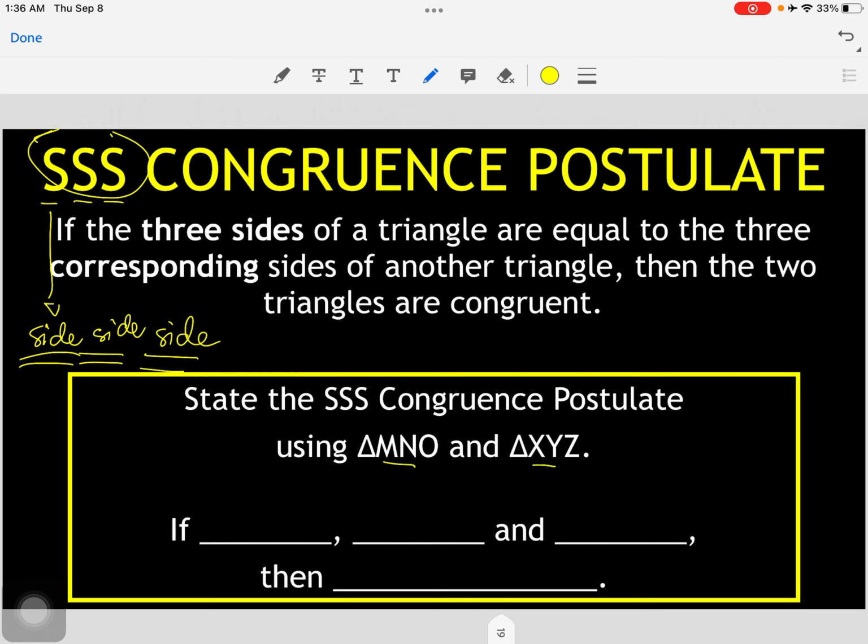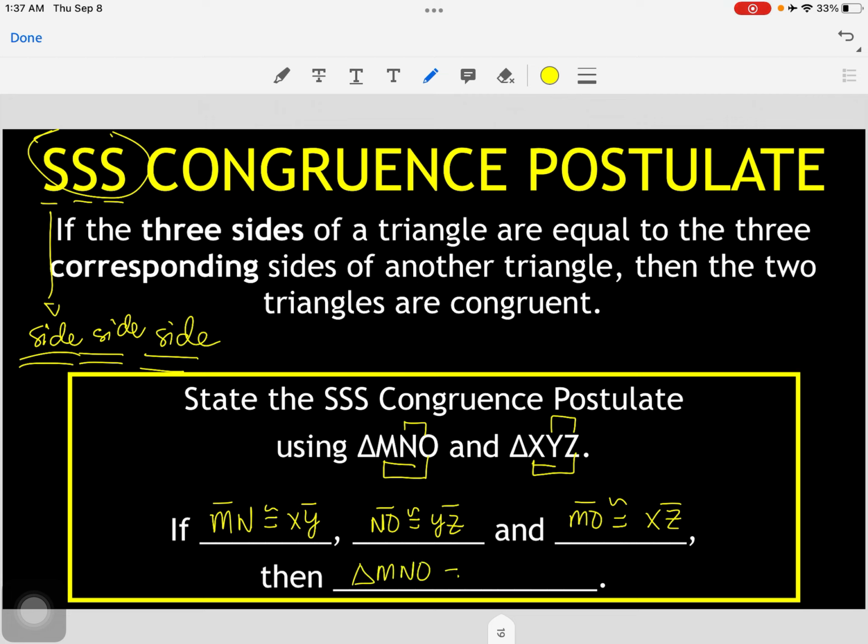So if MN is congruent to XY, and if NO is congruent to YZ, and lastly, MO is congruent to XZ. So all 3 sides are congruent, right? So we can say now that triangle MNO is congruent to triangle XYZ.